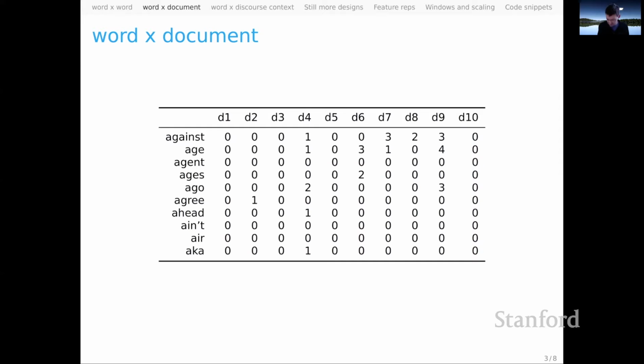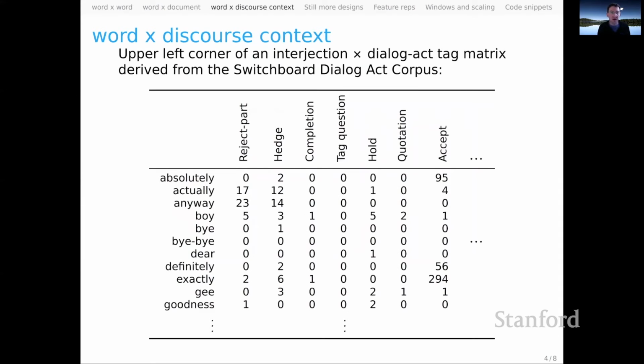Now, those are two very common designs that you see in the literature, but I want you to think creatively and align your matrix design with whatever problem you're trying to solve. So let me show you one that's really radically different. This is what I've called the word by discourse context matrix. I derived this from the Switchboard Dialogue Act corpus, which is the Switchboard corpus where each dialogue act has been annotated by an expert annotator with the sort of dialogue act or speech act that was performed by that utterance.